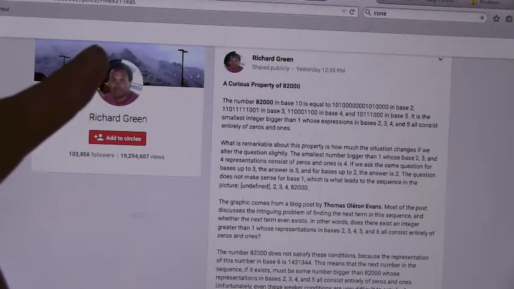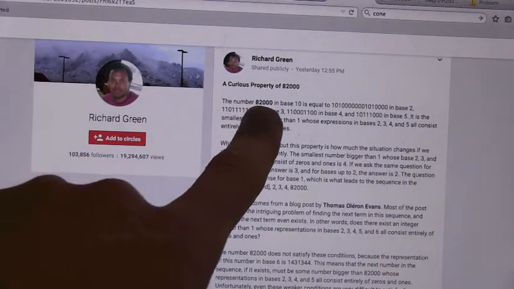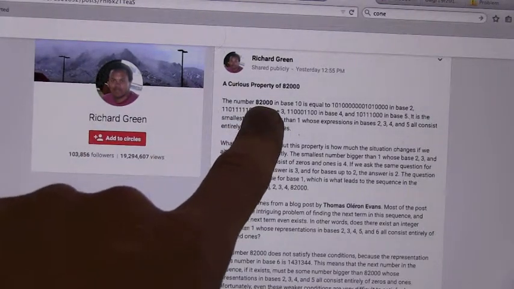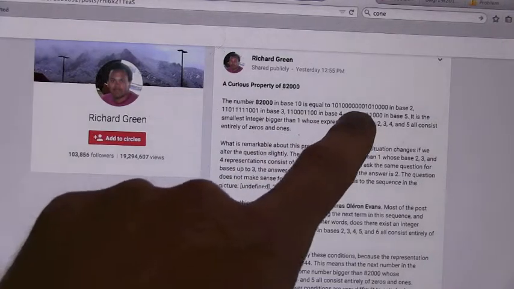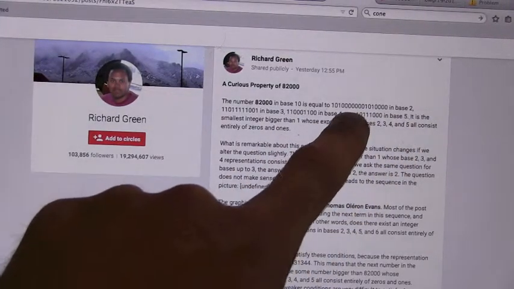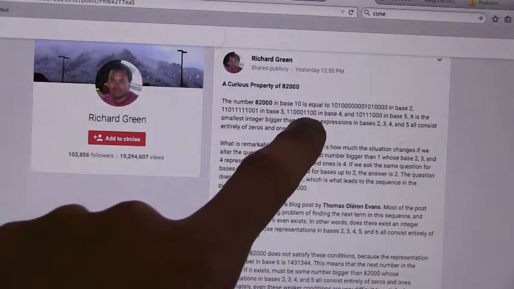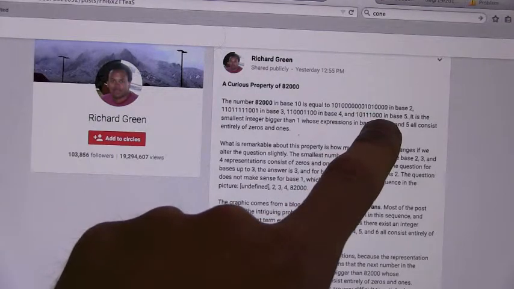So Richard Green writes the number. Do you know what number that is? Isn't it 82,000? 82,000 in base 10 is equal to that number in base 2. Wow. You want to read that out? How about we don't read that one out? It's equal to this number in base 3, this number in base 4, and that number in base 5.